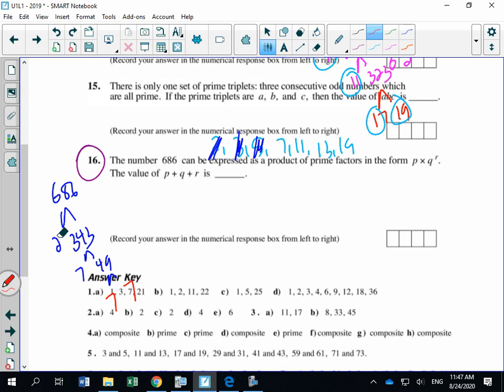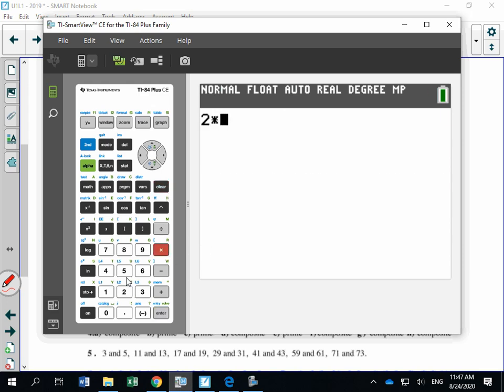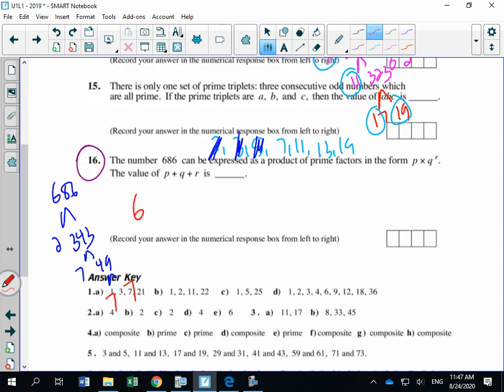You could double check: type on your calculator 2 times 7 times 7 times 7 and see if we get 686. Yep. So 686 is the same thing as 2 times 7 times 7 times 7. Now, the question says the number 686 can be expressed as a product of prime factors in this form. What you need to see is this is not in expanded form. This is an exponential.